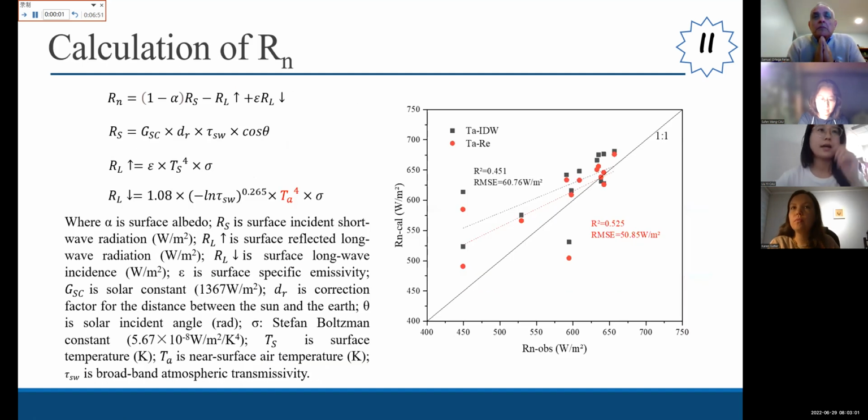The TA calculated by the regression model and the interpolated meteorological data was substituted into the RN calculation formula and then verified with the flux data from 2014 to 2015. The results show that the improvement of TA precision can effectively improve the calculation result of RN.